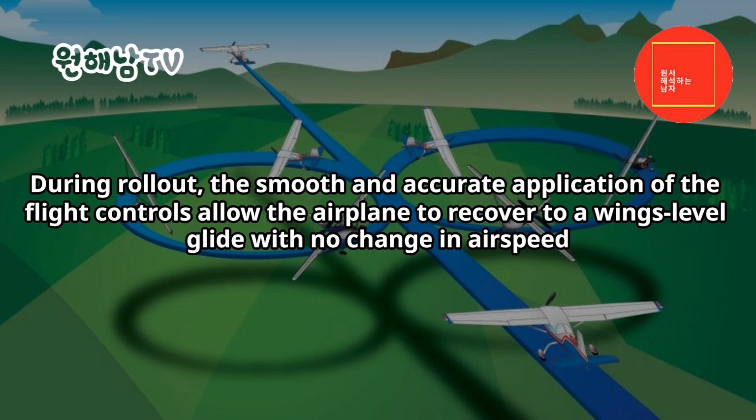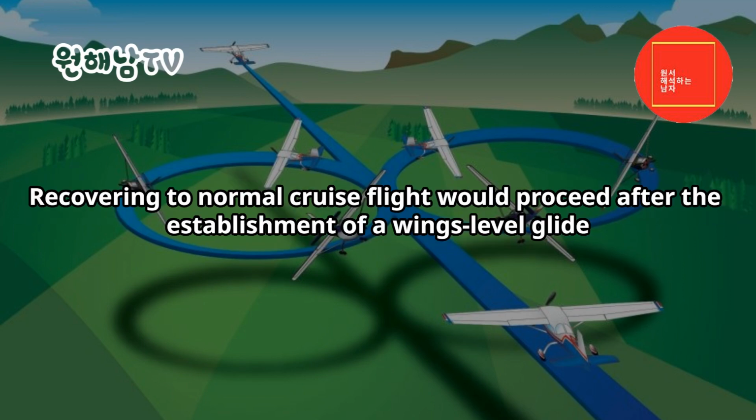During rollout, the smooth and accurate application of the flight controls allow the airplane to recover to a wings level glide with no change in airspeed. Recovering to normal cruise flight would proceed after the establishment of a wings level glide.